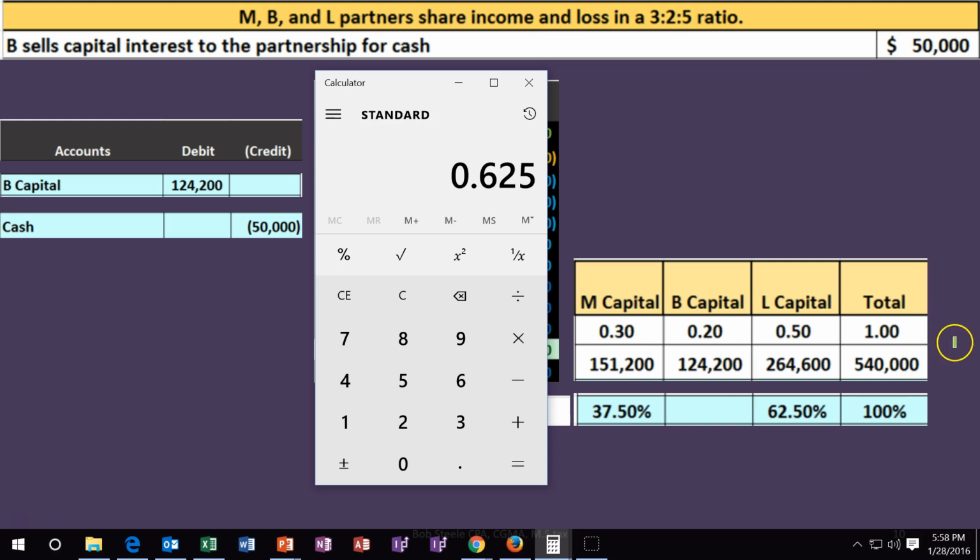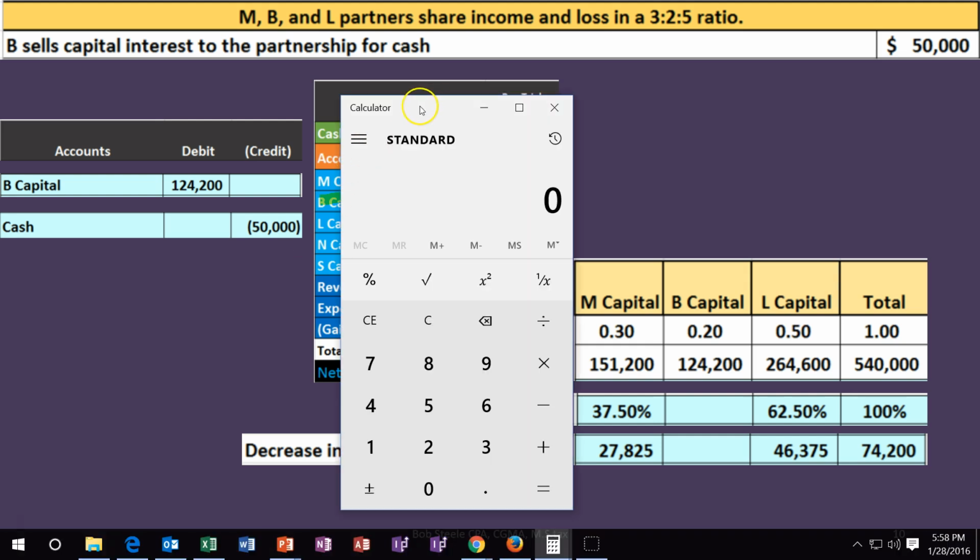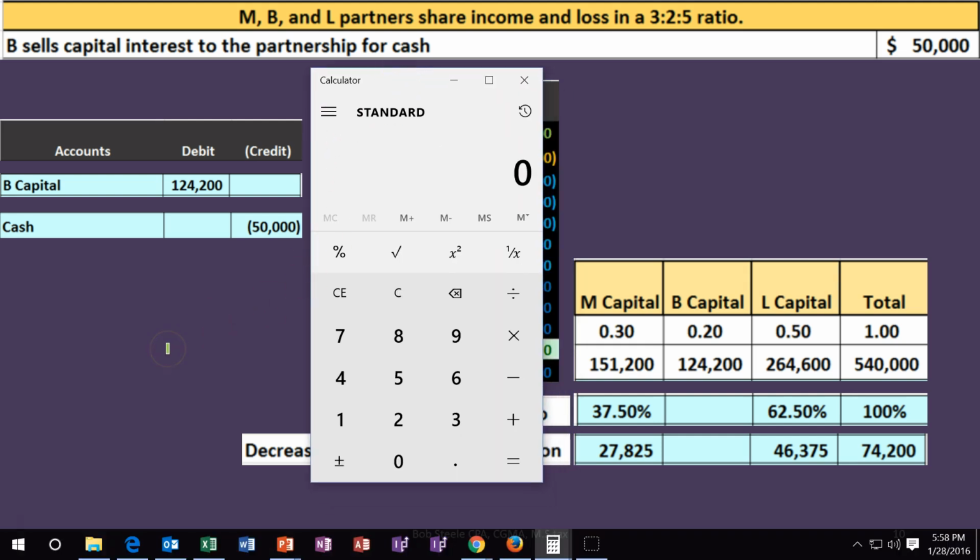And so now we have our difference of 74.2. So where does the 74.2 come from? B is going off the books at 124.2, and cash is going to be affected by 50. And that's the 74.2. If we multiply that times the 0.375, that's what's going to give us the 27,825, which is going to be allocated to M.